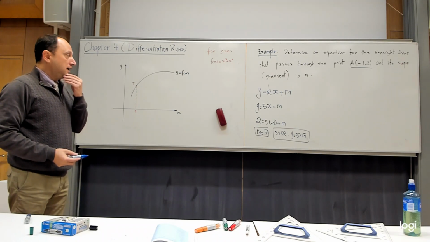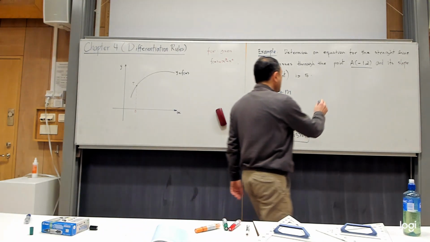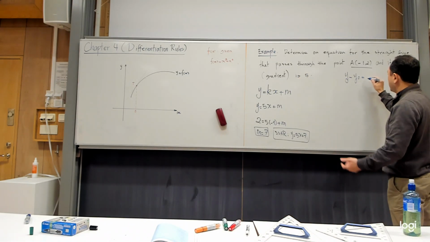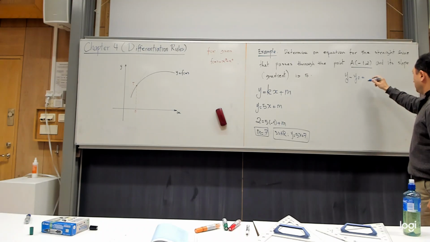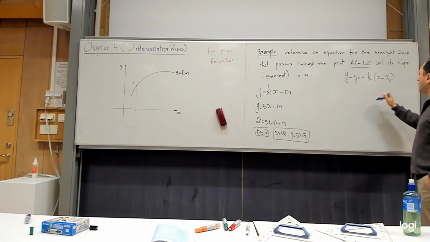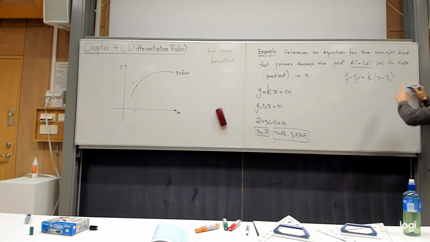Okay. Now, the second method. This formula is also in the formula sheet. I want you to know it and try to memorize that. I told you to make an Anki account for yourself and try to memorize things. So y minus y naught equals k times x minus x naught. This is called the point slope formula for the straight line.